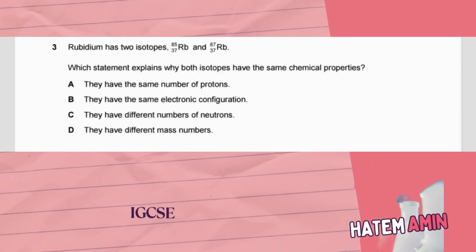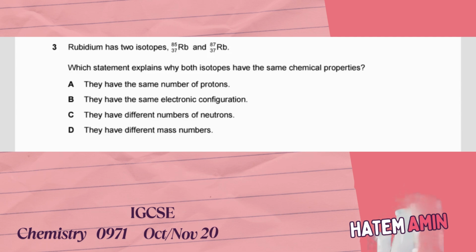The question is: rubidium has two isotopes, Rb-85 and Rb-87. So what can we detect from these numbers? We have here a similar number, 37, which is the atomic number, and the mass numbers for both isotopes are different. Which statement explains why both isotopes have the same chemical properties? The chemical property depends on which number? Not one of these numbers, but it depends on the electron number.